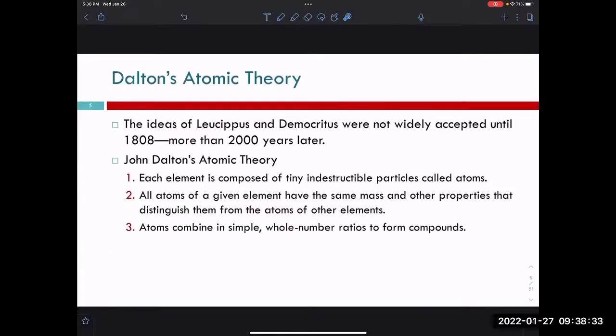So this idea was really just a theory up until John Dalton's atomic theory, where he proposed that each element is composed of tiny indestructible particles called atoms, that all atoms of a given element have the same mass and other properties that distinguish them from the atoms of other elements, and that atoms combine in simple whole number ratios to form compounds.